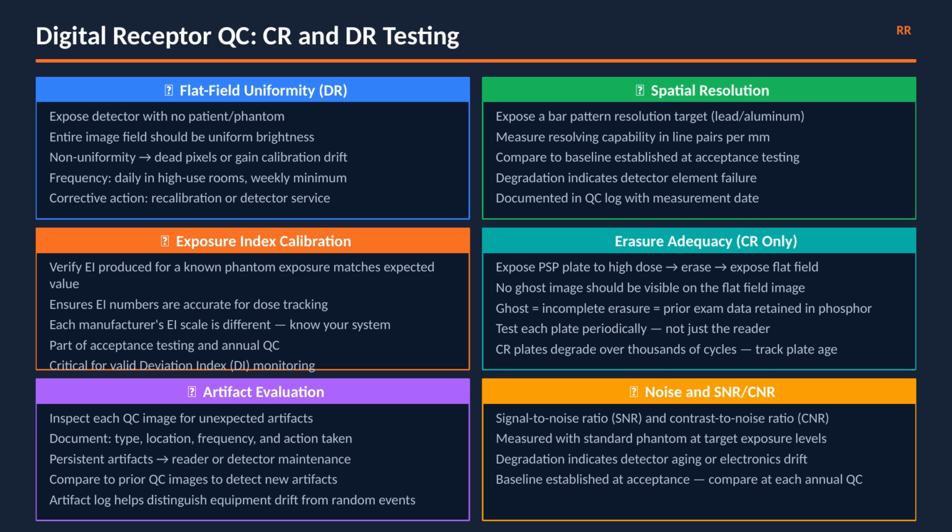Erasure adequacy, CR only. Expose a PSP plate to a high-dose image. Erase it. Then expose a flat field image. No ghost of the prior exposure should be visible. Ghost image equals incomplete erasure equals prior exam data contaminating the next study. Artifact evaluation. Inspect each QC image for unexpected artifacts.